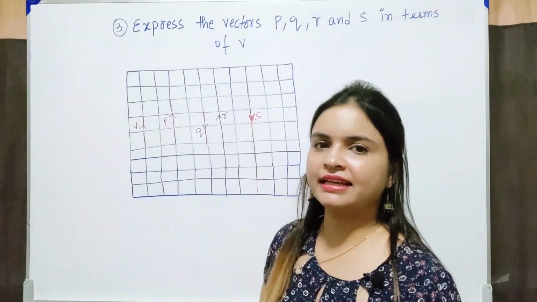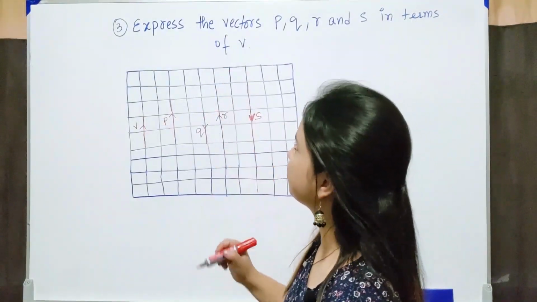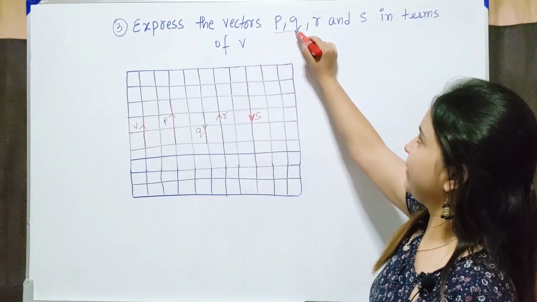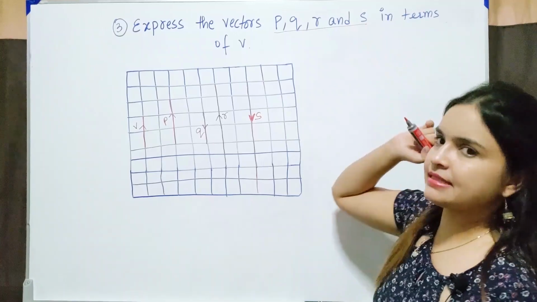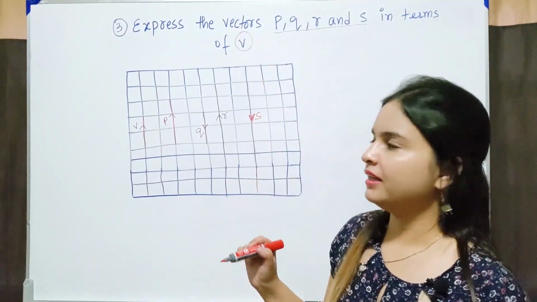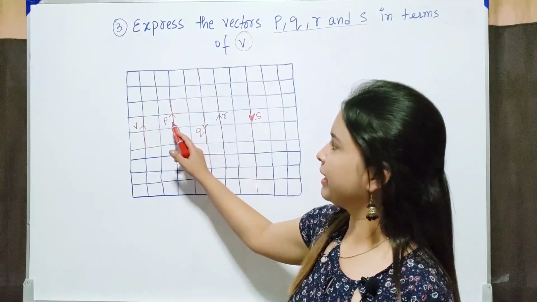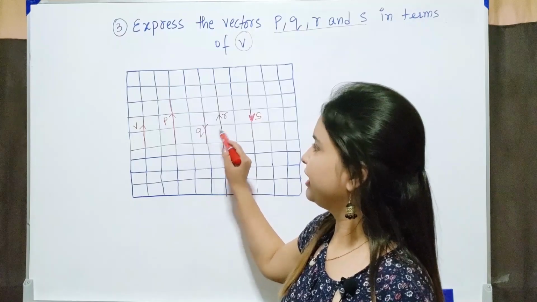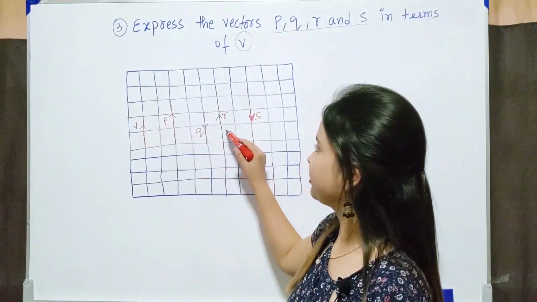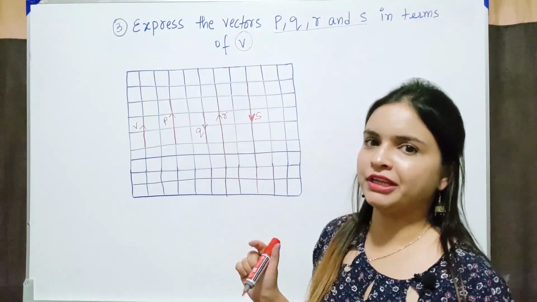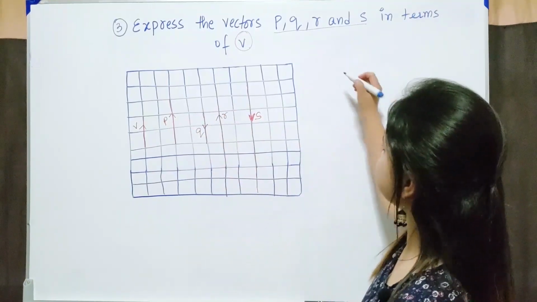Look at the third example. In this example, the question says, express the vectors P, Q, R and S in terms of V. Okay, that means I have to write my vector P in terms of V, vector Q in terms of V, vector R in terms of V and vector S in terms of V. Okay, let's start.